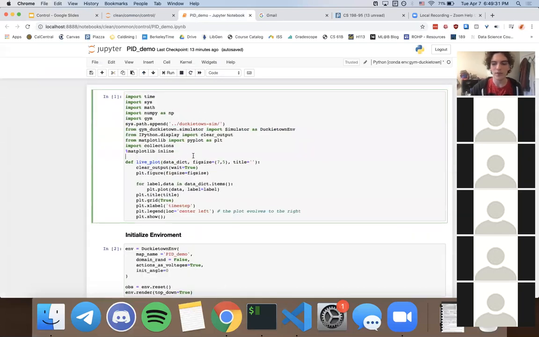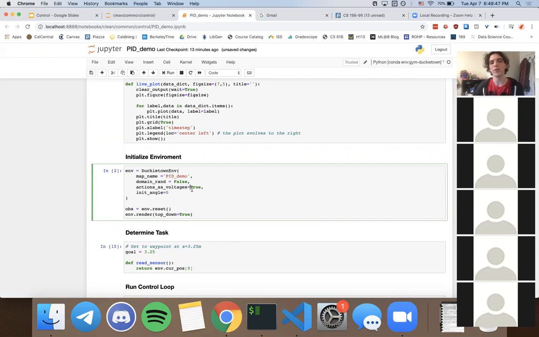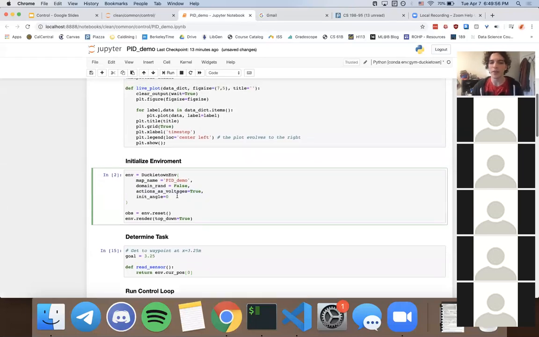So here I have a notebook, which you guys now have access to, or should soon. I'm just going to initialize this environment, a DuckyTown environment. We're going to look at it. And I'm using a custom set of physics. This is not the same physics you'll be using, where they're inspired from DC motors, but it's not really relevant. This is just to illustrate how we can fit this control algorithm to different physical systems. So here I'm using a custom set of physics.